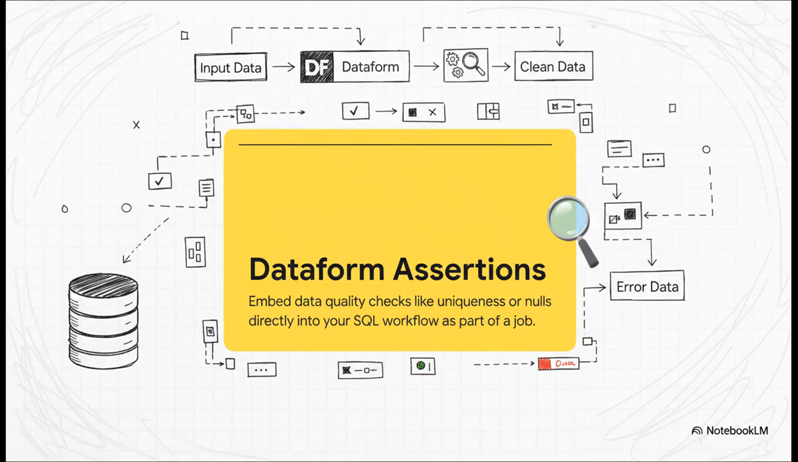And here is the absolute key takeaway for the exam. When a scenario asks about embedding data quality checks, I'm talking about checking for nulls or making sure keys are unique right inside your pipeline, Dataform assertions are the most efficient, built-in way to do it, period.